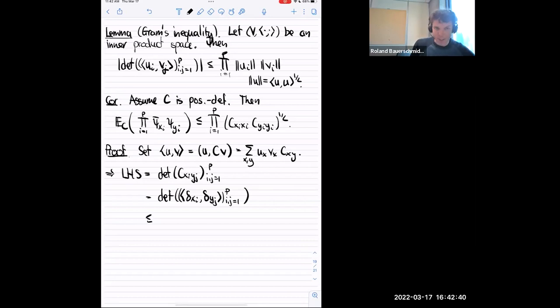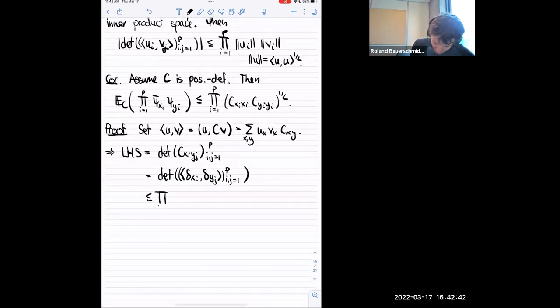So Gram's inequality just implies that this is bounded by the product of the norms of delta xi, delta yi. Well, that is the right-hand side. So Gram's inequality implies that you can bound moments of the fermionic Gaussian in this way, just in terms of the product of the covariances on the diagonal. So say if the covariance is uniformly bounded, it's just some constant to the P.